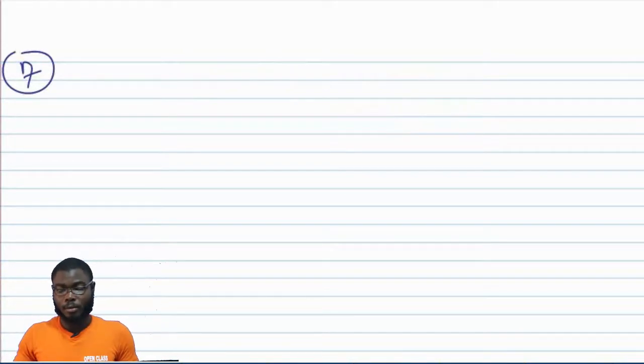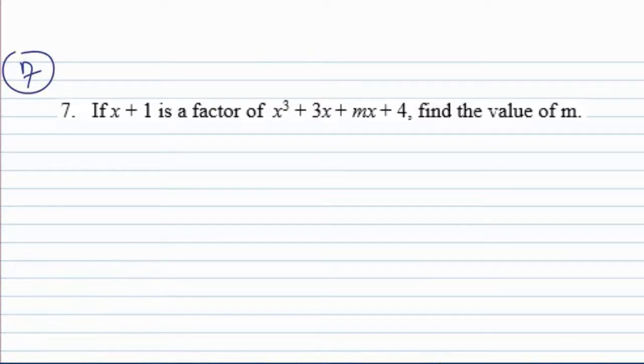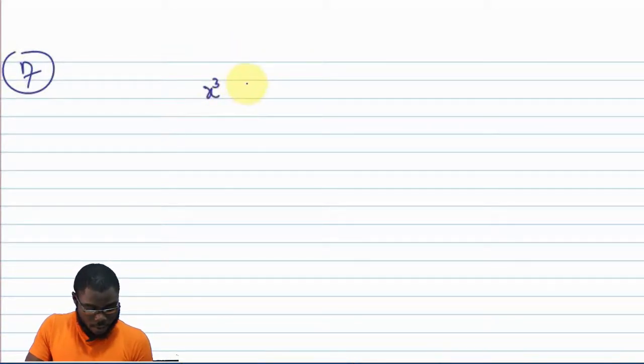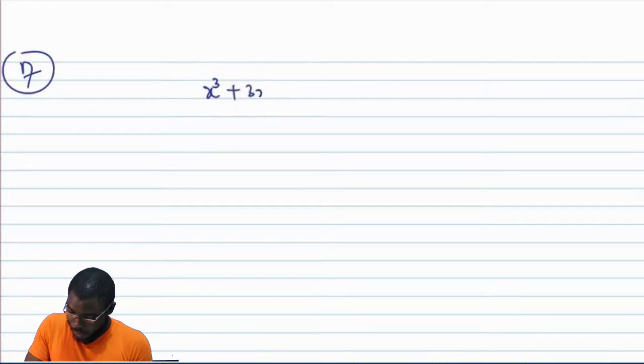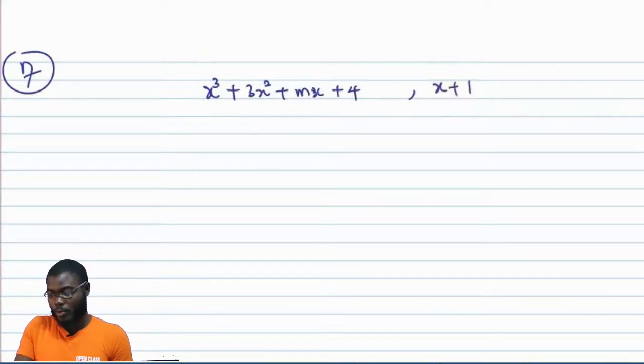All right, question number 7. If x plus 1 is a factor of x cubed plus 3x squared plus mx plus 4, find the value of m. So x plus 1 is a factor of x raised to the power of 3 plus 3x squared plus mx plus 4, so we have to look for the value of m.